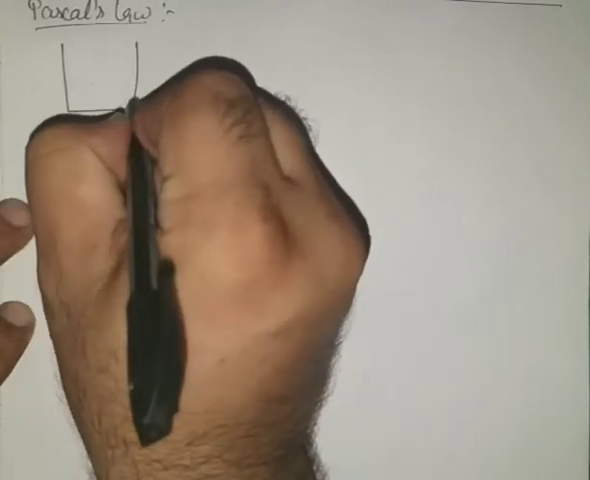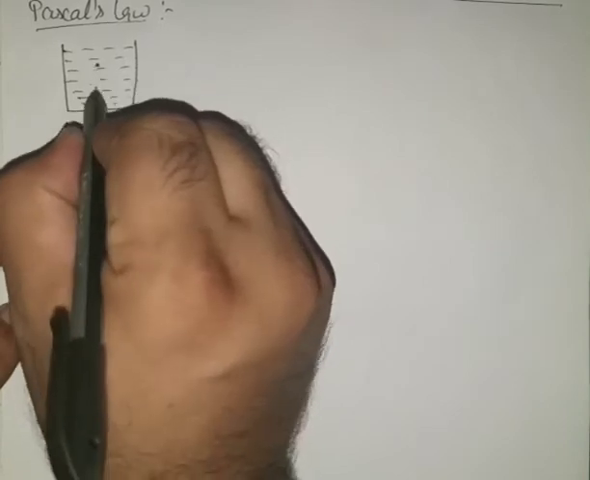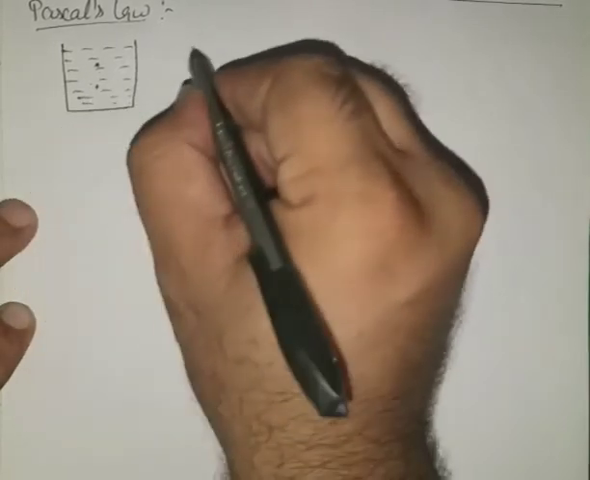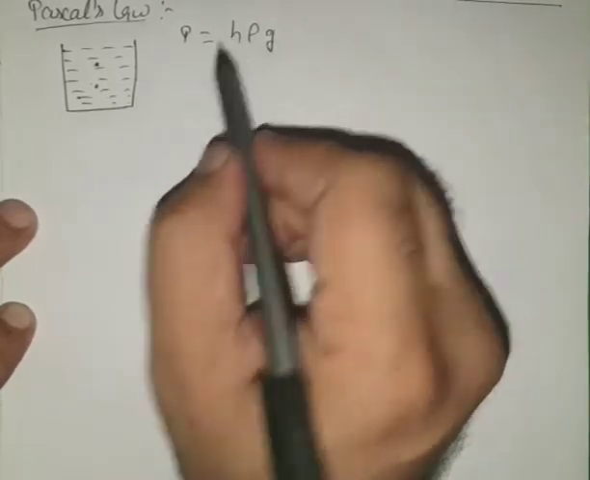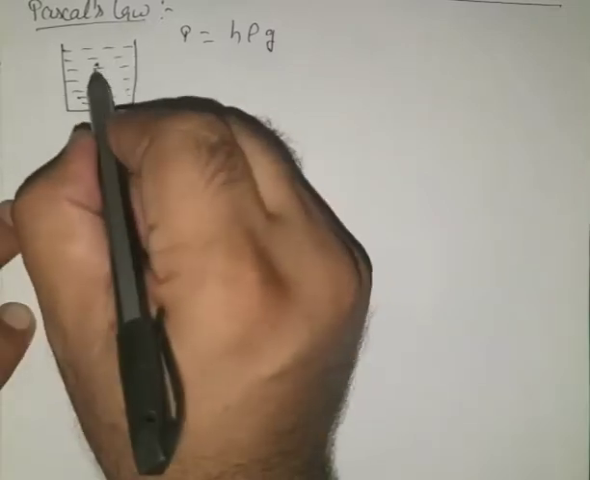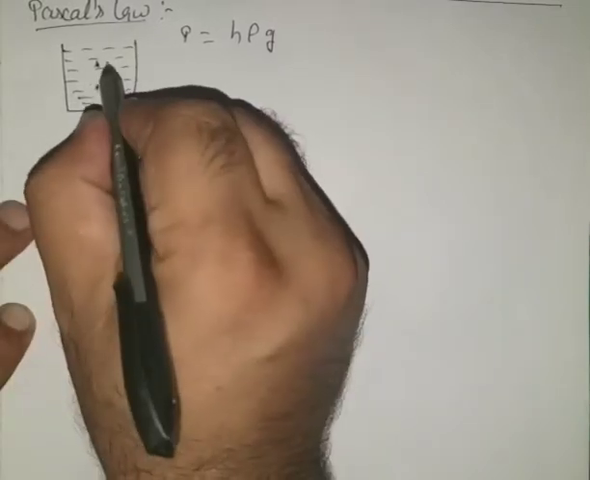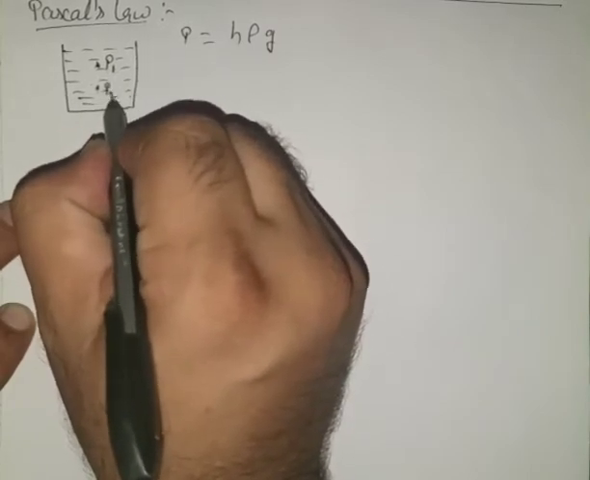For explanation, let us say that I have some container in which I have some liquid. We have already seen that the pressure at any point in this container depends upon h, rho and g. So it depends upon the height, meaning the variation of depth between these 2 points. Let us say that these are the 2 points in this liquid, and this point is having pressure P1 and this point is having pressure P2.